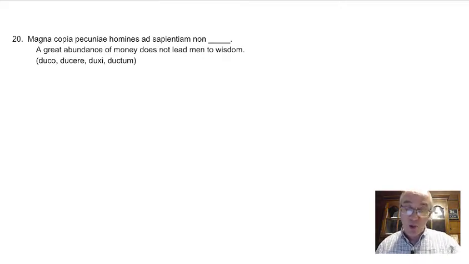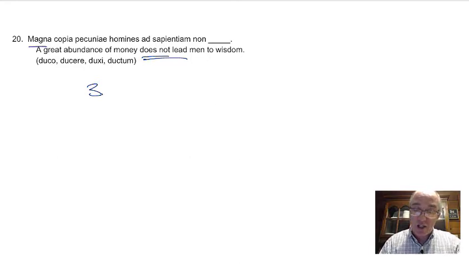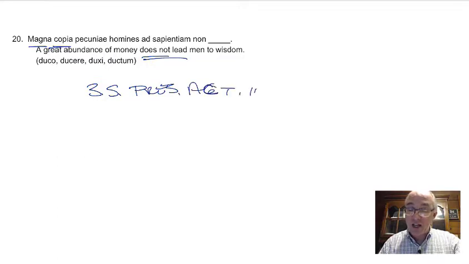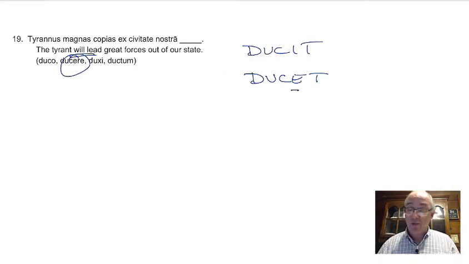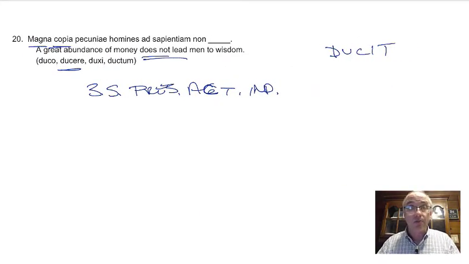20. Magna copia pecuniae homines ad sapientiam non ducit. A great abundance of money does not lead. Does not lead. Present tense. And a great supply is singular. Third singular. Present. Active. Indicative. And we're going to use this one. What is the sign for the present tense of this verb? It's an I. So ducit. These two are meant to go side by side. 19, will lead is ducet. 20, ducit.